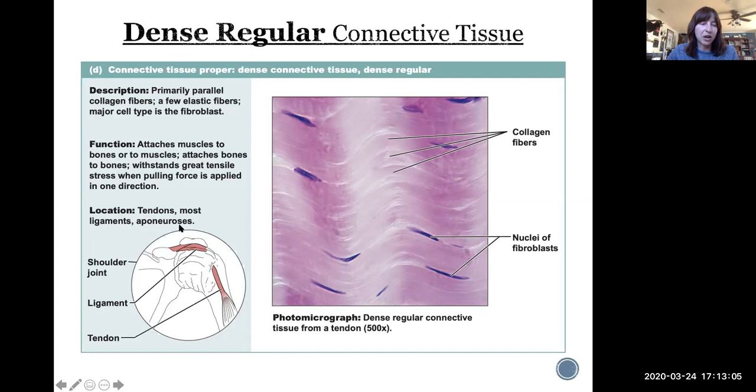Aponeuroses, I don't remember. I think that's like the ends, has something to do with your joints. Don't worry about it. If we get to it in joints, then we get to it in joints. For now, dense regular connective tissue contains mostly collagen fibers, some elastic fibers, and fibroblasts, and makes up tendons and ligaments, okay? Any questions? Nope, I'm good. Okay, moving on.